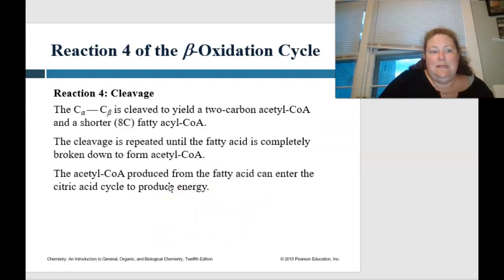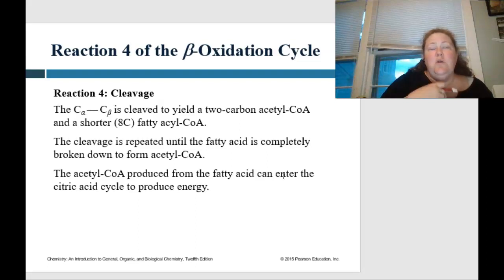Reaction 4 is cleavage, or the actual chopping, okay? And so the alpha and the beta carbons, the bond there is going to be cleaved or cut to yield a 2-carbon acetyl-CoA and a shorter 8-carbon fatty acyl-CoA. And then the cleavage is repeated until the fatty acid is completely broken down to form acetyl-CoA. Then the acetyl-CoA produced from the fatty acid can directly enter into the citric acid cycle that we just learned about. So it's really cool.